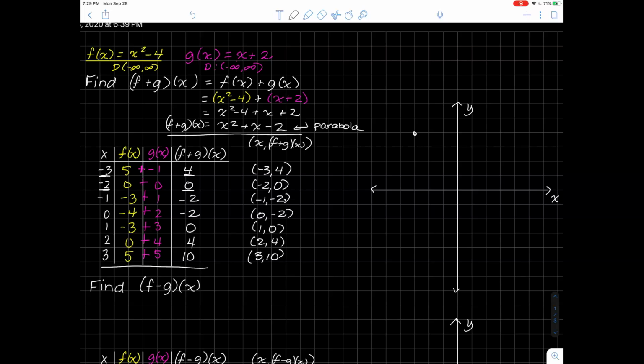-3, up 4; -2, 0; -1, -2; 0, -2; 1, 0; 2, 4; and then 3, 10 is way up here somewhere. And so this, remember, is supposed to graph a parabola. And if you recall, parabolas are symmetric if you can find the vertex. So I'm seeing a vertex that would be right here, because between these 2 points that I'm kind of rewriting over here.